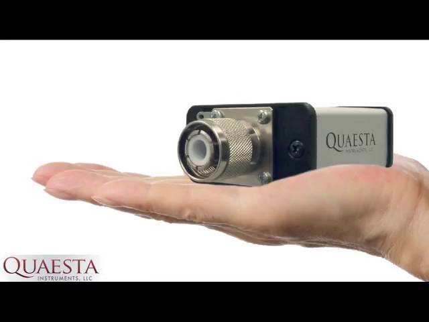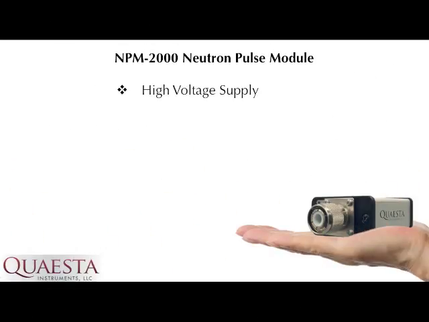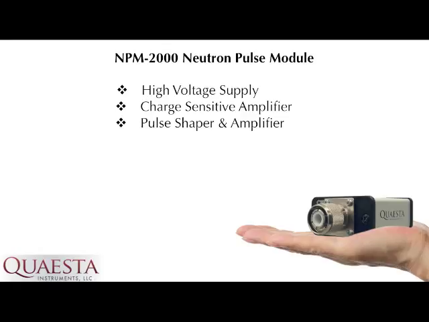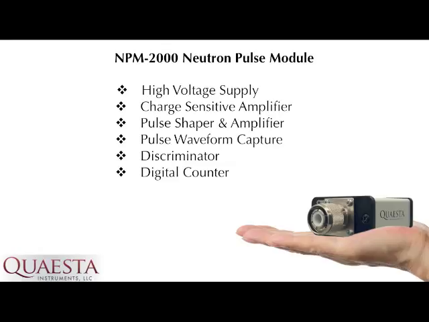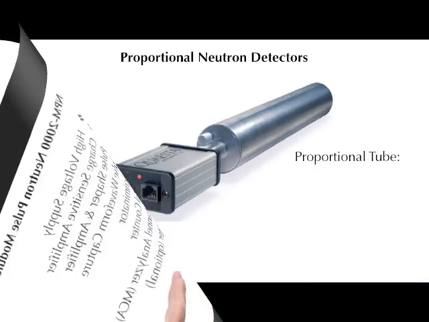Quaesta's programmable NPM2000 neutron pulse module is a small package that contains a high-voltage supply, charge-sensitive amplifier, pulse shaper amplifier, and waveform capture electronics. The NPM2000 allows the user to digitally set upper and lower pulse discriminator levels and has a built-in counter. An optional onboard multi-channel analyzer and data logger add functionality to this powerful and affordable device.